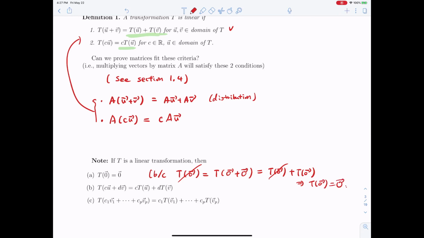In part B, we can first split the addition and then factor out c and d. And part C is the generalization of part B with various vectors with their weights.